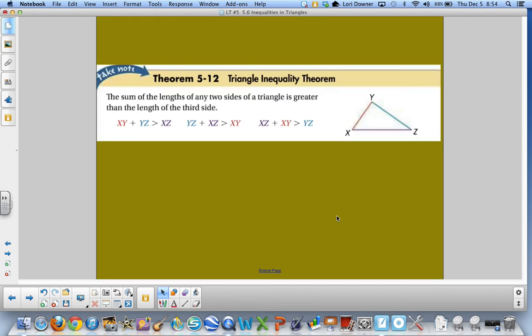We have the triangle inequality theorem. It says that the sum of any two sides must be greater than the third. So pause the movie, add this to your purple sheets, press play when you're finished.